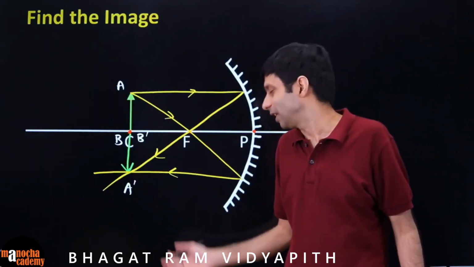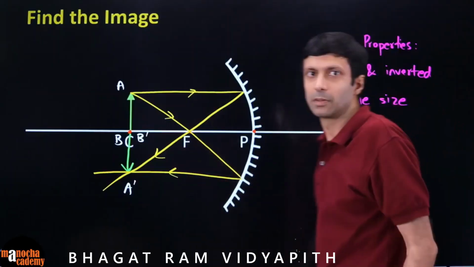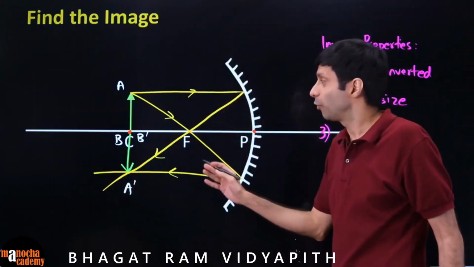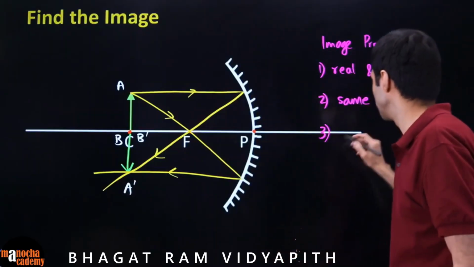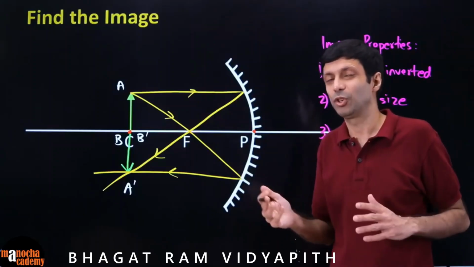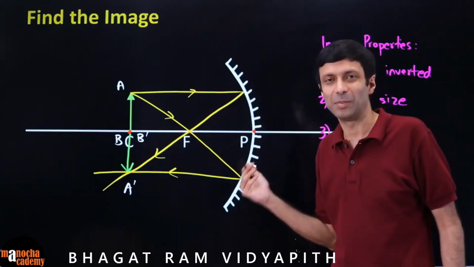And clearly here you can see image properties are going to be real and inverted. It's going to be the same size as the object, and then we know it's going to be formed exactly at the center of curvature. So those are the properties. So decide real, virtual, and inverted, upright, right? What is the size and then the position of the image.